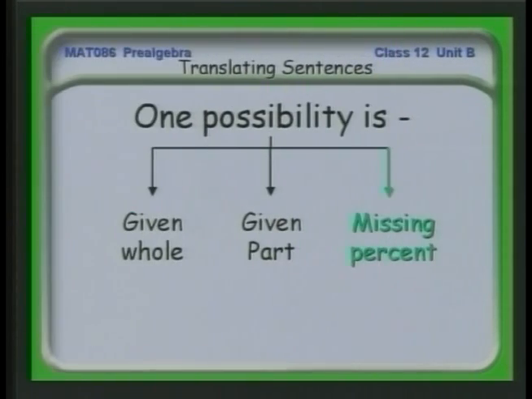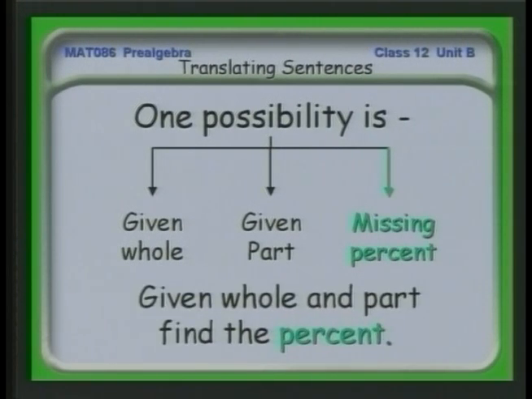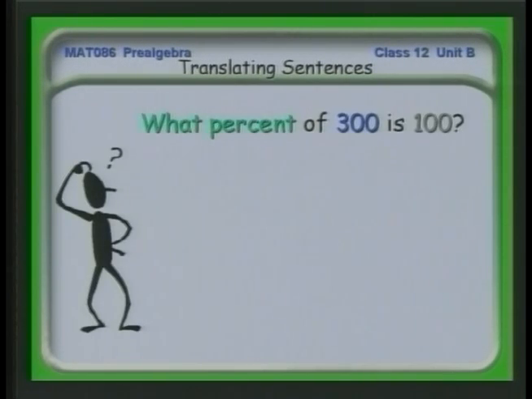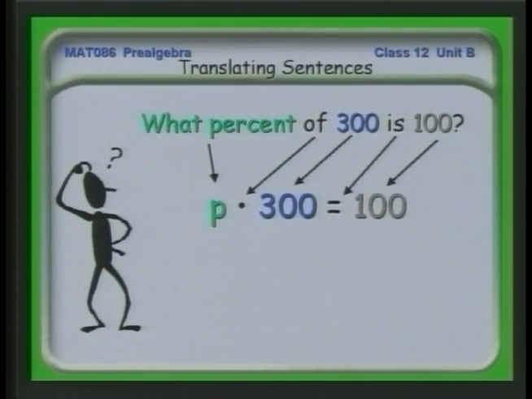We have one more combination left. At this point, suppose we're given the whole and the part, and we want to find what the missing percent is. We're given whole and part, and now we want to find the third thing, the percent. Here's what a typical sentence might look like. What percent of 300 is 100? Here's how you would express it. What percent, that's our unknown, let's call that P, of, times 300 is 100.